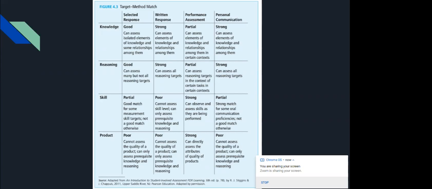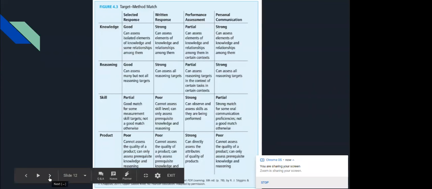So I'm going to leave this up here. You have it in your books as well, but I think this is a really good thing to come back to, to be able to see what you're assessing and if you're assessing it in the correct way. And this is all about sound design, making sure that what you're assessing, you're assessing well.